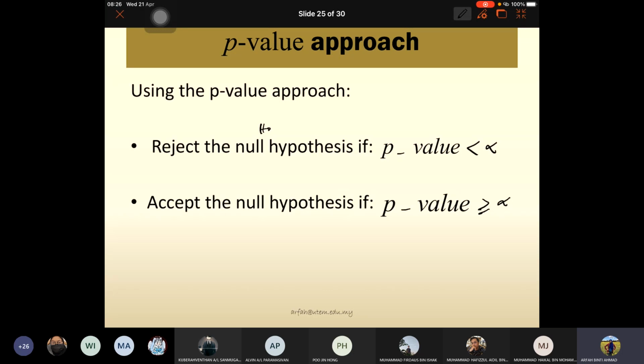So contohnya awak kira dapat alpha sama dengan 5%. That is 0.05. So you kira dapat P-value sama dengan 0.325. So kita boleh nampak P-value greater than alpha. That means 0.325 lebih besar daripada 0.05. So from here kita akan accept H null. Okay. So ini decision yang kita buat. Okay. Based on the value of P-value.